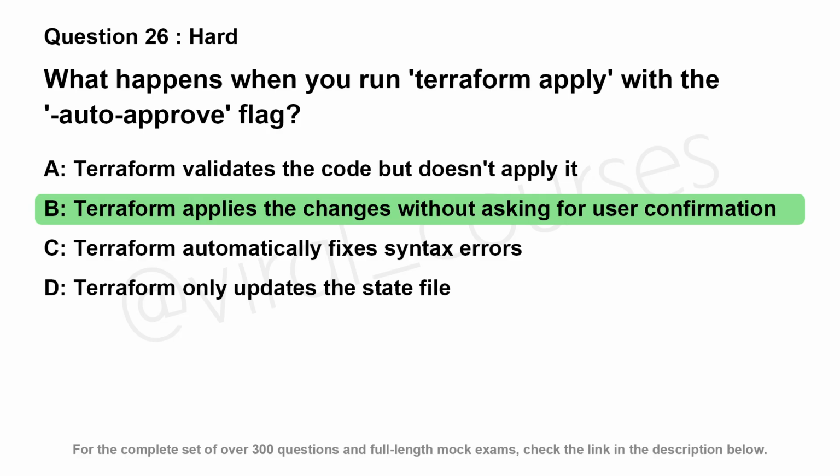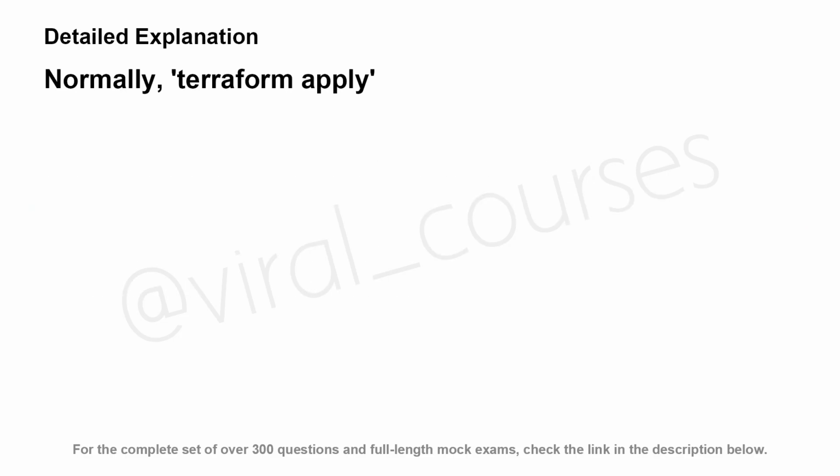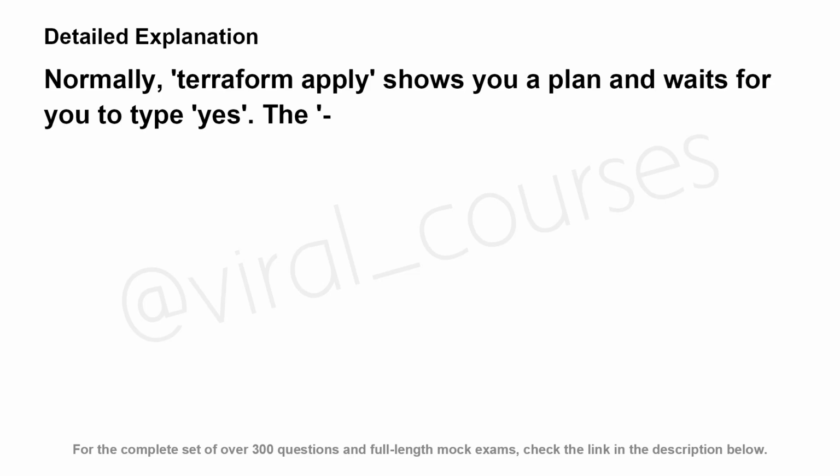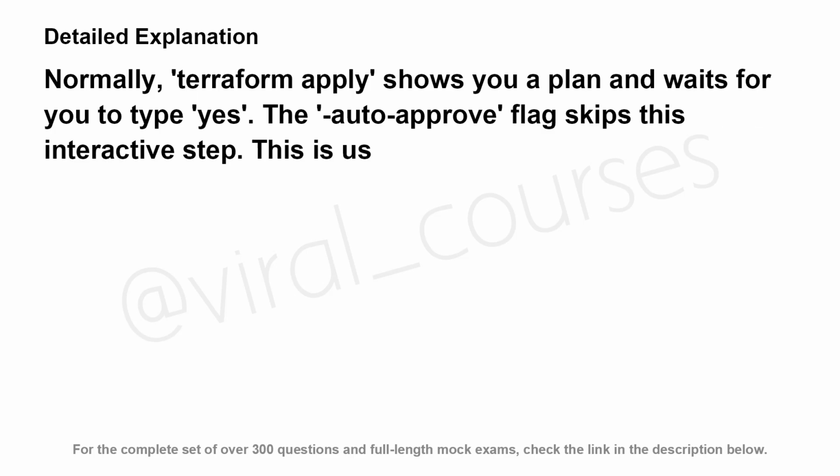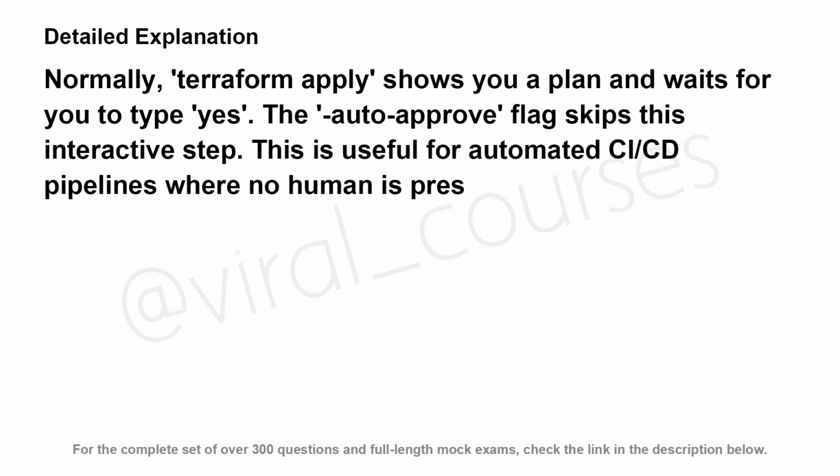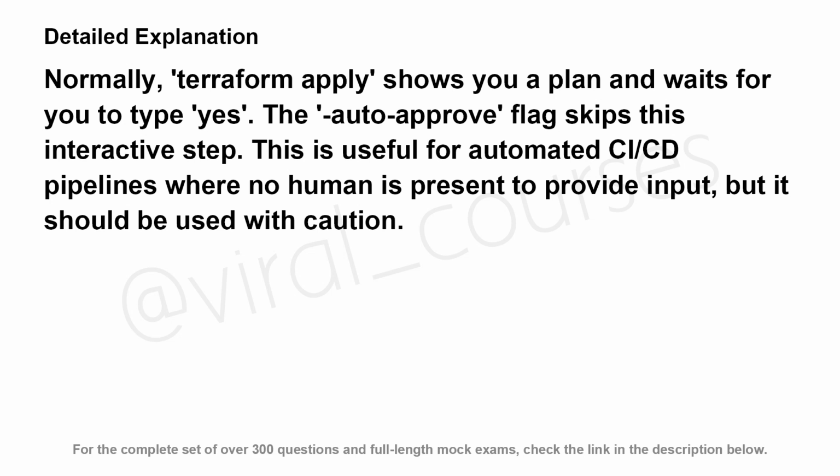The correct answer is B. Normally, terraform apply shows you a plan and waits for you to type yes. The auto-approve flag skips this interactive step. This is useful for automated CI/CD pipelines where no human is present to provide input, but it should be used with caution.